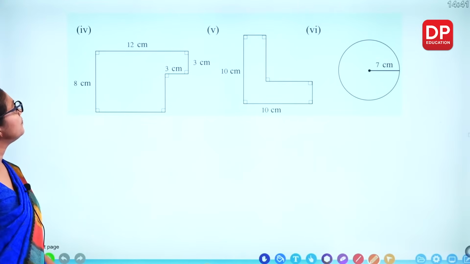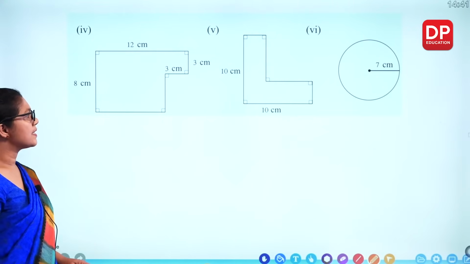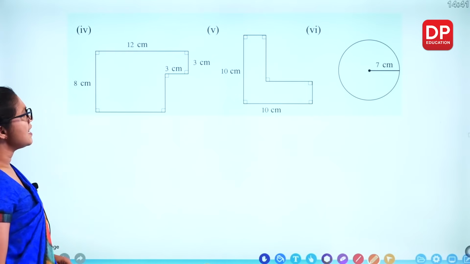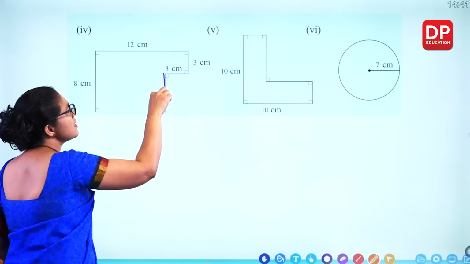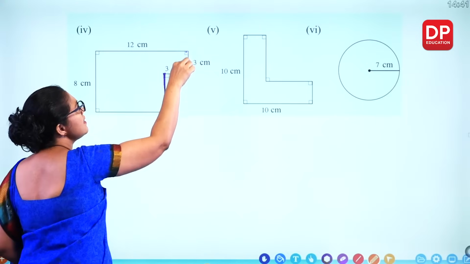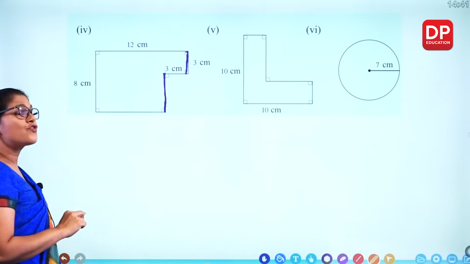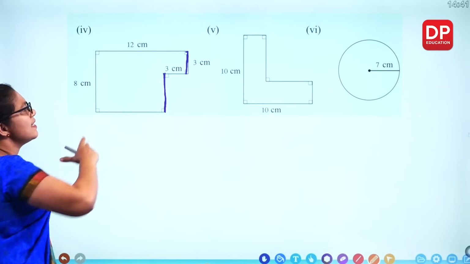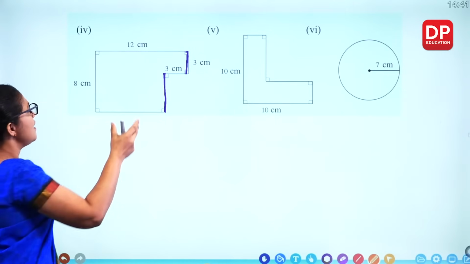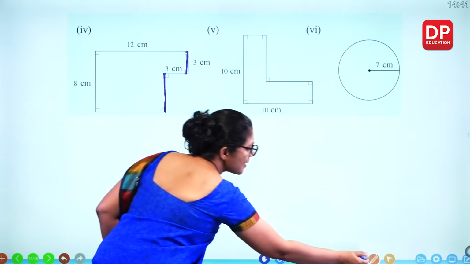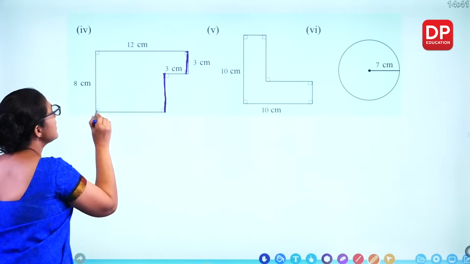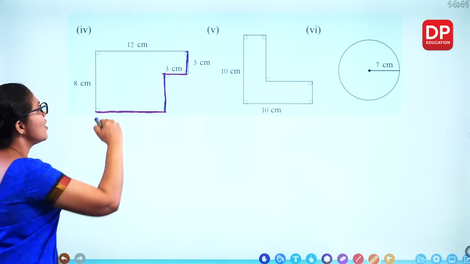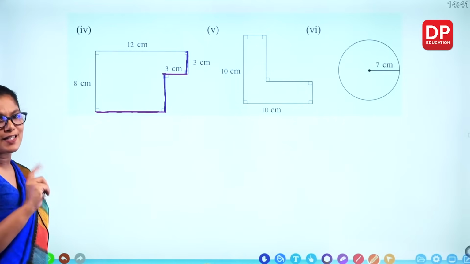Now we'll look at this shape. You are asked to find the perimeter. But when you look carefully, you need to see this one. So what is this distance and this distance? When you add these two, what do you get? You get the same as 8 centimeters. And if you take this one, I'll take another color here. If you take this distance and add it to this one, what do you get? You get this 12 centimeter distance.